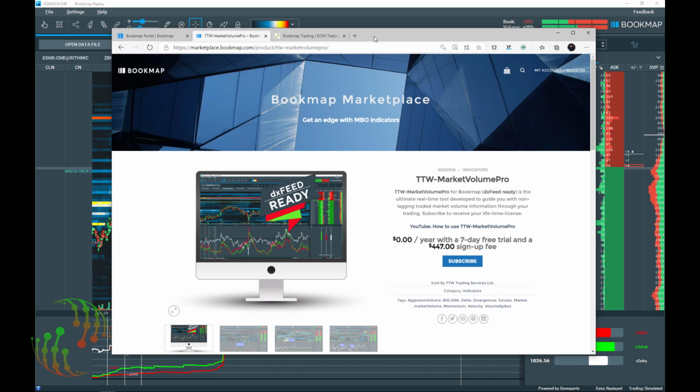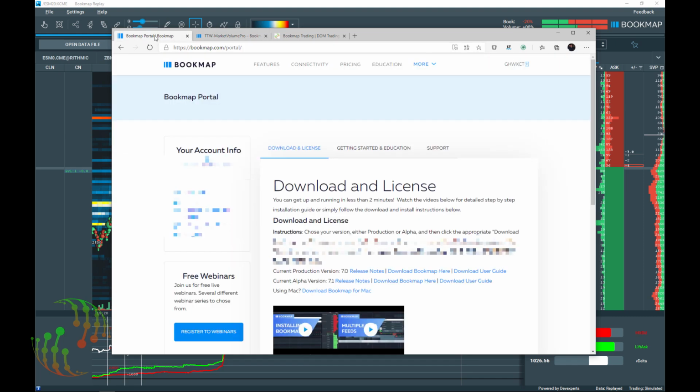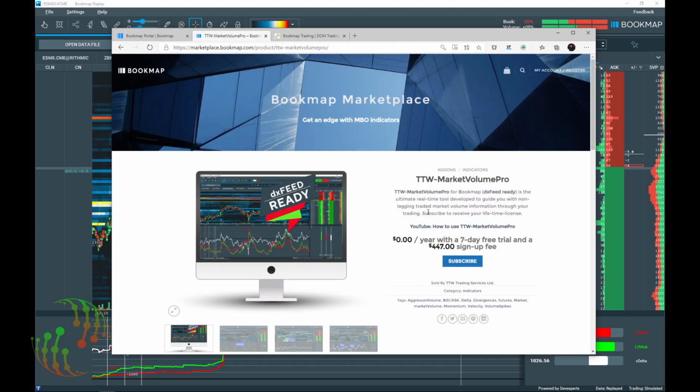In order to get it to run, you need Bookmap version 7.1.0. Currently it is build 36 and higher. You can get your Bookmap copy when you download it from the Bookmap.com portal. You have here the current alpha version 7.1, and then simply click on download Bookmap here and you will get the latest version of 7.1. And MarketVolumePro you can get, as said, from the Bookmap marketplace, where you can subscribe to it and test it for 7 days.